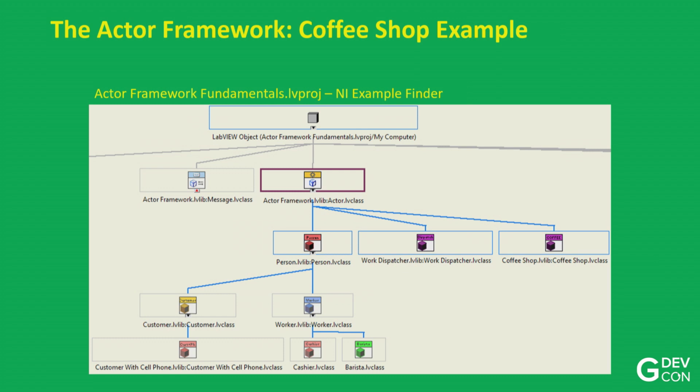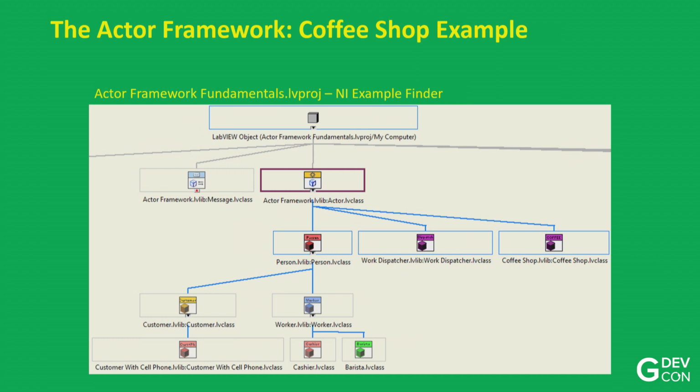To help us get started with actor-oriented design, specifically looking at the actor framework, shipped with LabVIEW is the coffee shop example. This is how I got to grips with how to use AF in LabVIEW. The idea behind this example is that we have a coffee shop. So let's start off with a coffee shop actor class, which we see here. Now, that coffee shop needs a manager to work out who should make which coffee. So you can call that a work dispatcher.